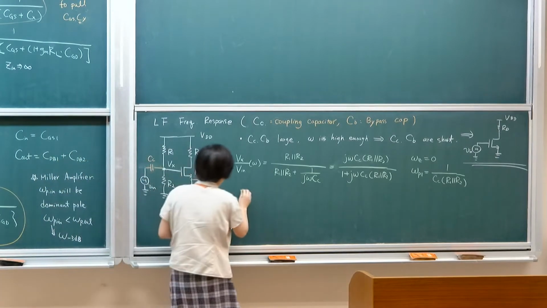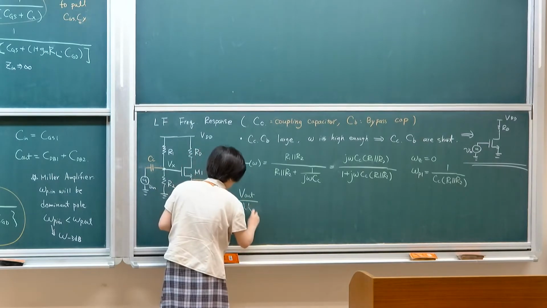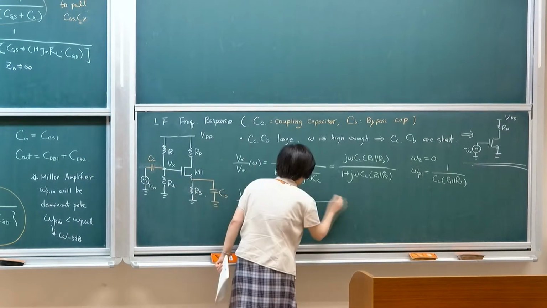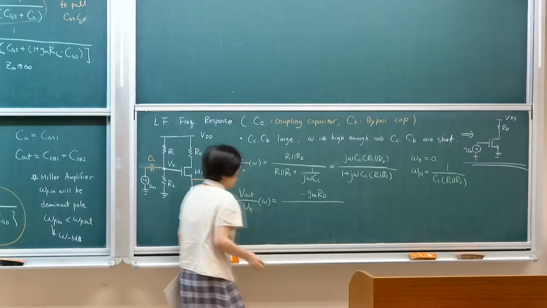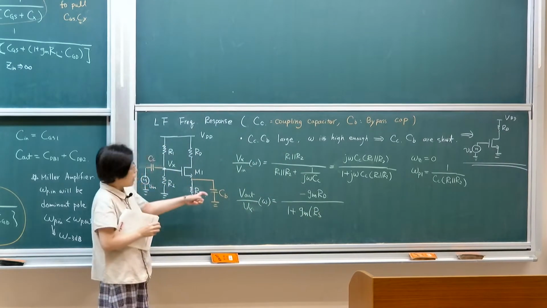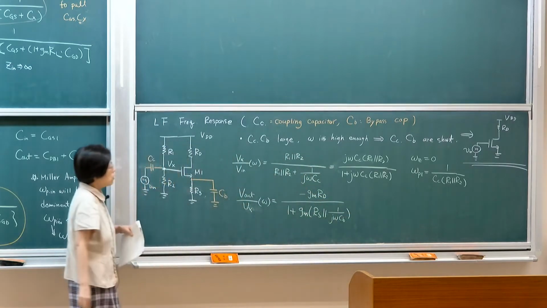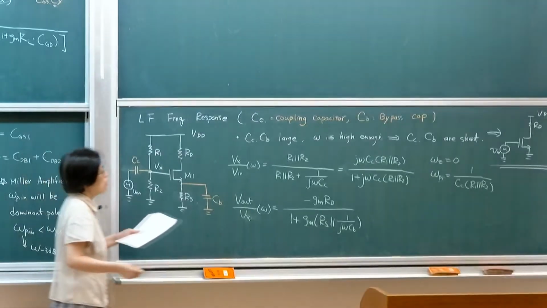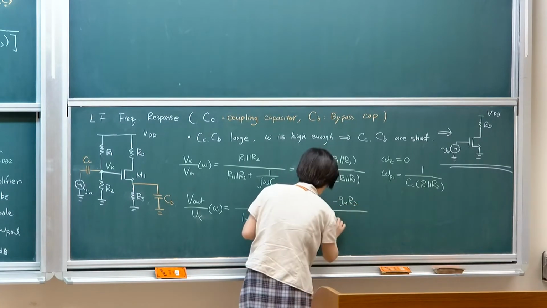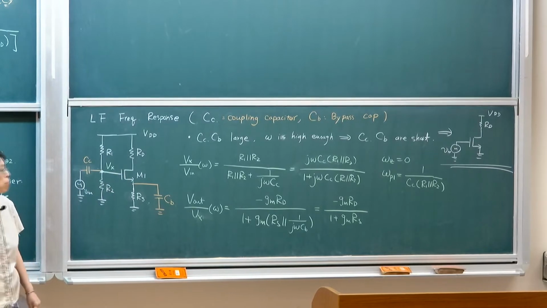And for the second part, you have Vout as a function of Vx. You consider a degenerated circuit, so its gain should be minus gmRD over 1 plus gm, instead of RS, RS in parallel with CB, therefore RS in parallel with 1 over j omega CB. So this just follows the degeneration equation. After some rearrangement, we get minus gmRD, and the high frequency equivalent gain, which is gmRD over 1 plus gmRS.